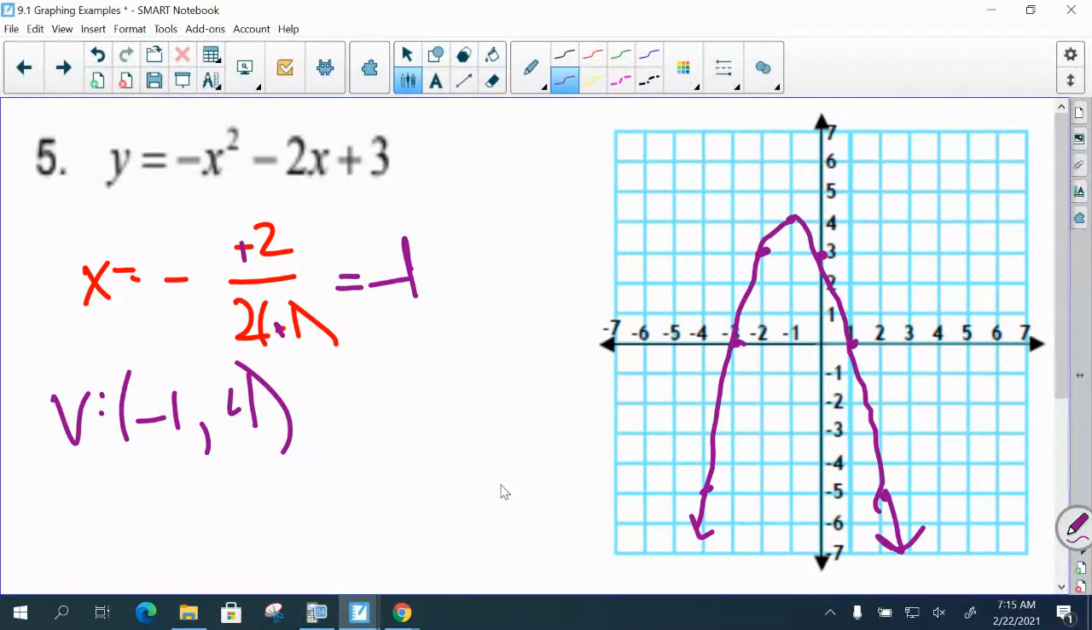All right, so that is the last example for this lesson. Tomorrow you're going to get more practice with graphing, determining the axis of symmetry, the y-intercept, and figuring out if it's opening up or down, etc. So I hope you enjoyed this lesson. Hope you guys have a great day.